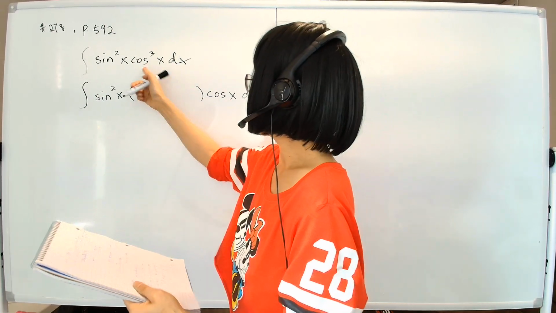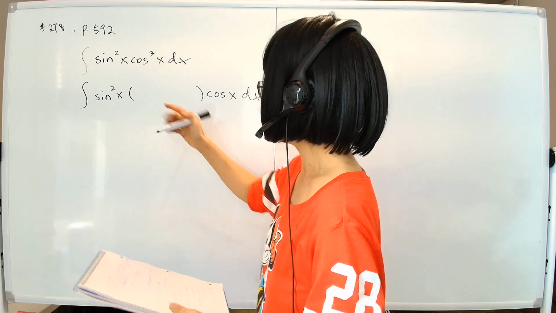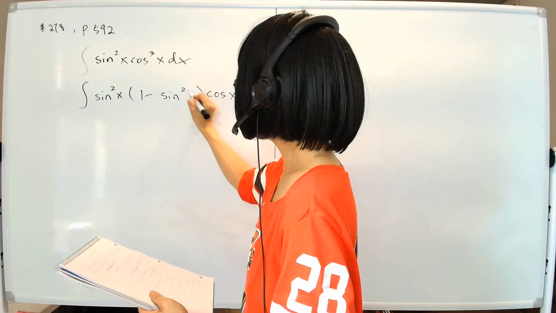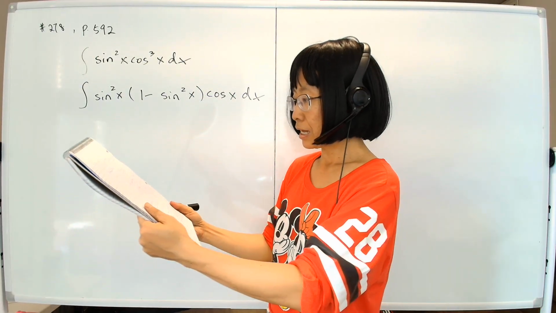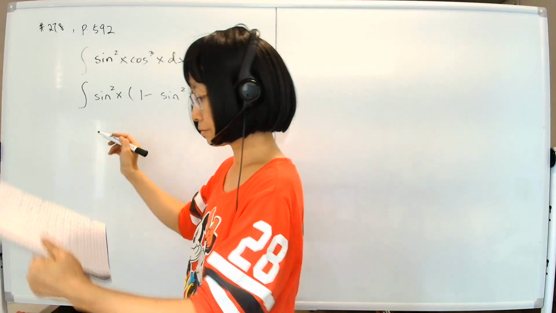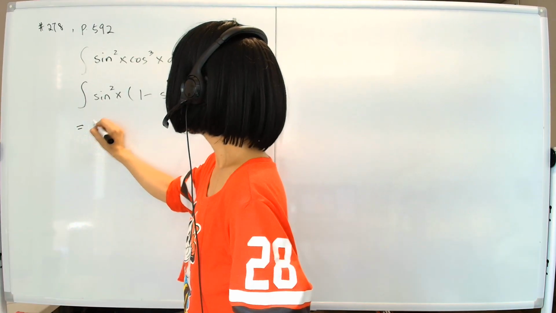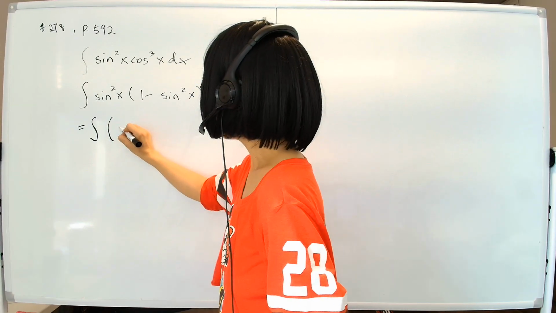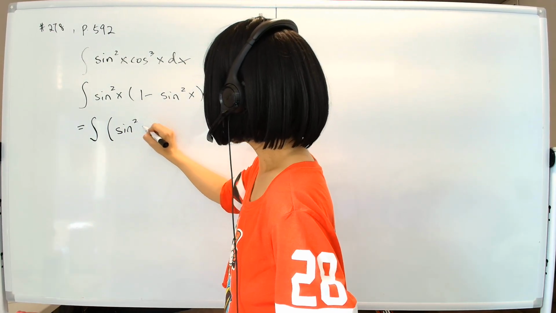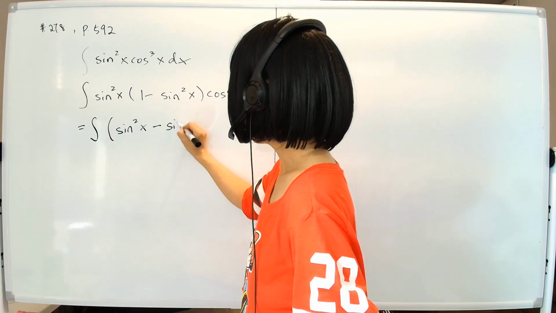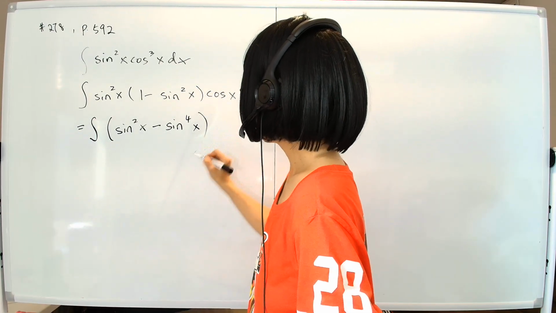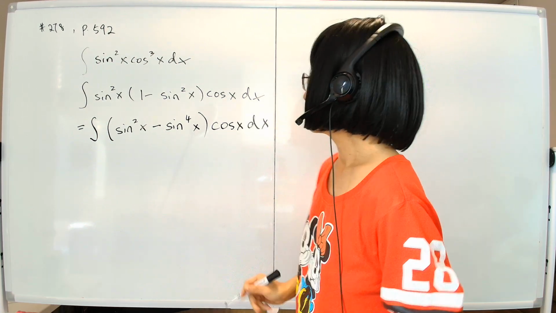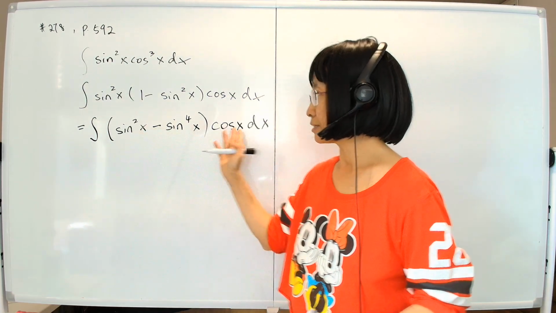Okay, and the cosine squared that I factor out, I use the Pythagorean theorem. The cosine squared is 1 minus sine squared x. So that's my second step. And then next, I multiply this stuff out, which becomes the integral of just this part, though. The reason is because the derivative of sine is cosine: minus sine to the power 4 x, and then cosine x dx. So the derivative of this one is that thing, okay?